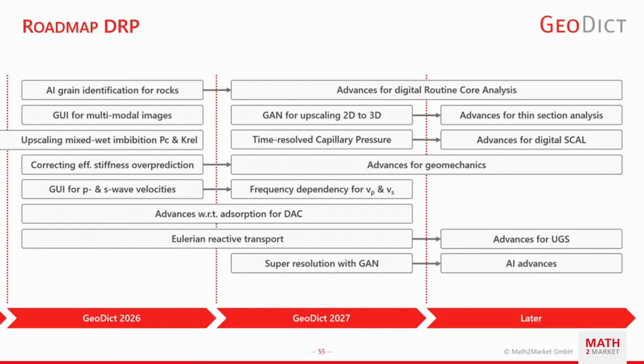I'll quickly show our roadmap to give you an idea of what we are planning to work on for the next release and the release after, and even the near future afterwards. We are planning to do some things for AI, for thin section analysis, for digital SCAL, for geomechanics, also for direct air capture, for underground storage. So there's a lot of things we're looking at and focusing on right now.